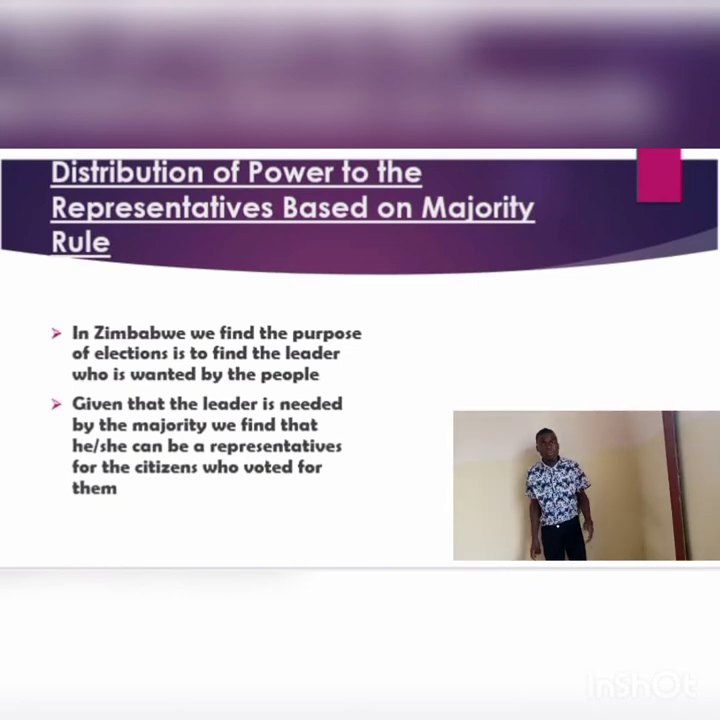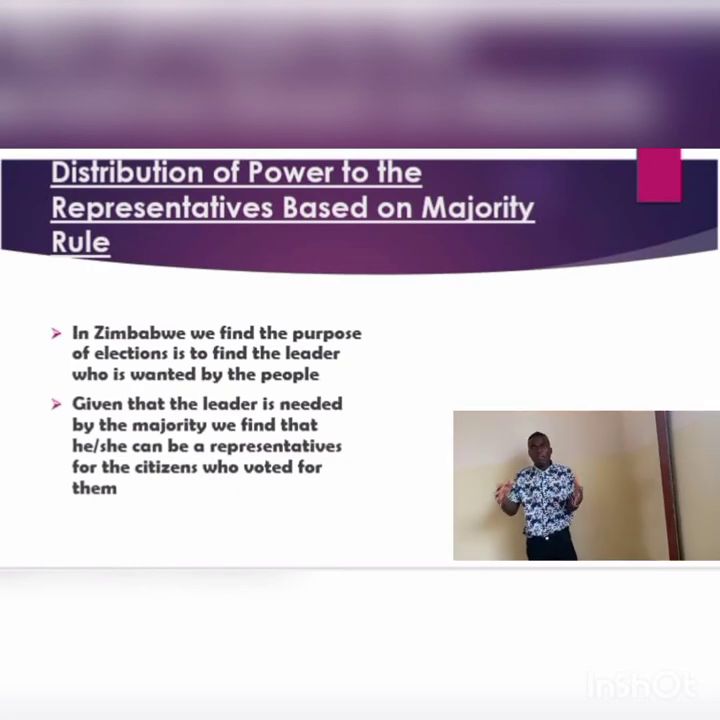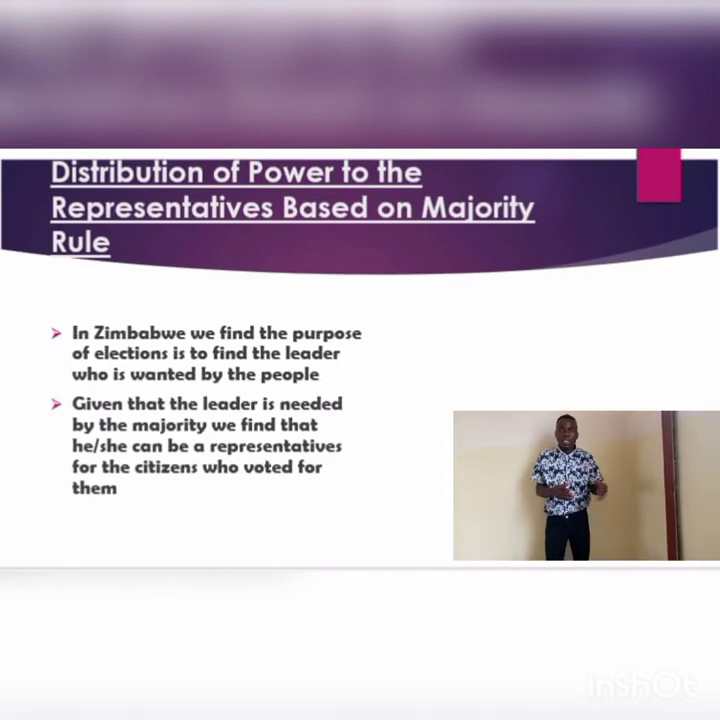So we are saying in Zimbabwe, the leaders are not appointed, but they are chosen by the people. The people's aim is to find the leader who is wanted the most. So the moment we have a leader who is wanted by the people, it means there is going to be a smooth understanding between the people and the leader, since they will be able to communicate with him or her. It is different from a case where we find a leader being appointed without being voted for. People will not be able to cooperate with that leader, since in some instances they may not like the leader.